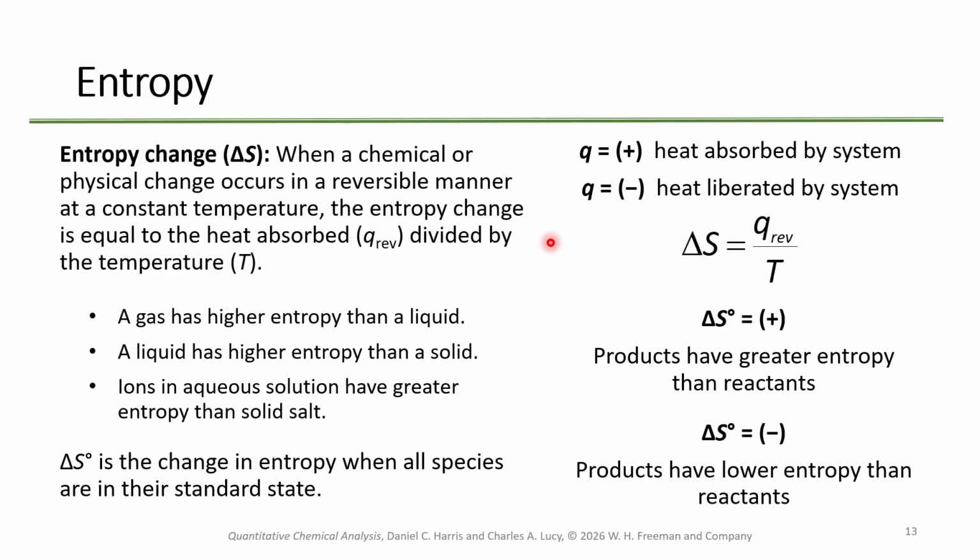So this right here is entropy change. So when a chemical or physical change occurs in a reversible manner at a constant temperature, the entropy change will be equal to the heat absorbed divided by that temperature. Okay? The best way to probably understand entropy is you've probably been told randomness. Would that be correct? Okay, have you guys ever been told microstates? Did that ever come up? Yeah? In PChem?